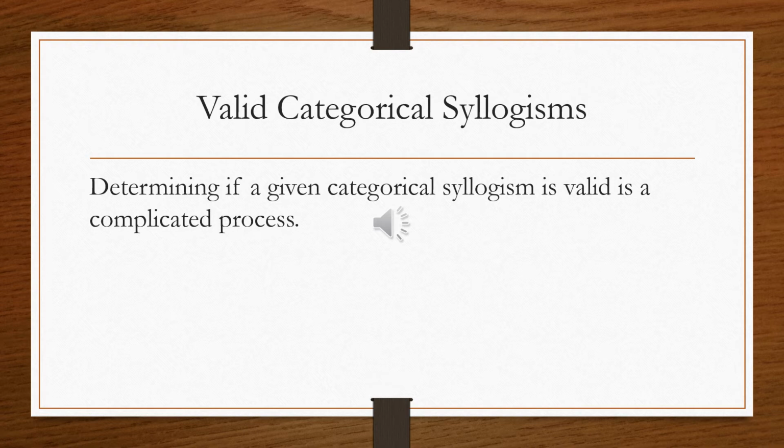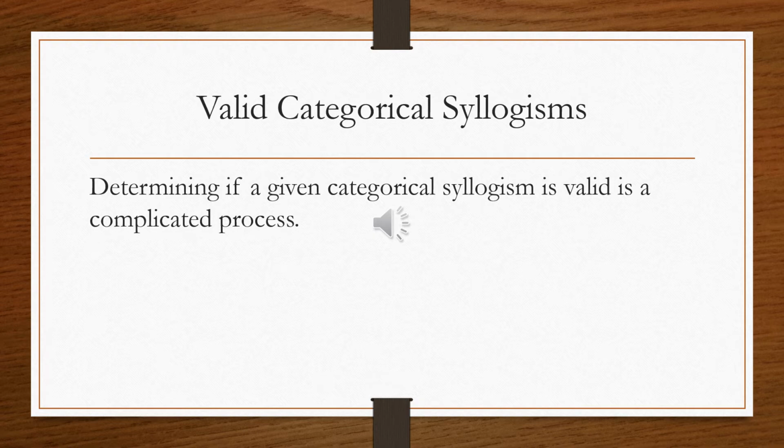So evaluating when a categorical syllogism is valid is pretty complex. There are many different techniques you can use to do this. There are things like Venn diagrams, for example, that are useful. You might be familiar with these diagrams where you have circles that overlap and then you shade the areas where they overlap, and that is a very helpful technique for determining whether a given categorical syllogism is valid or not.